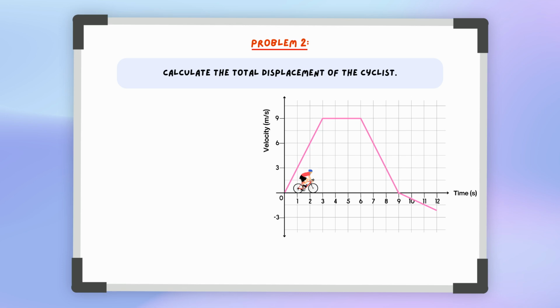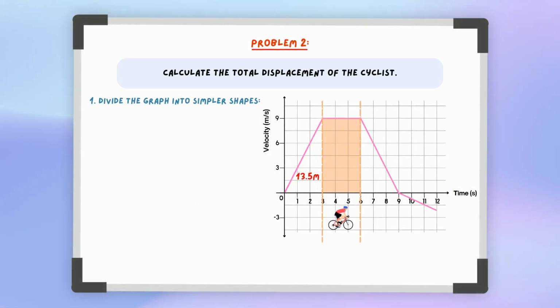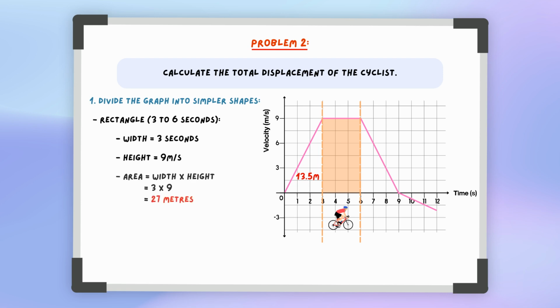Just like the previous question, we need to divide the graph into simpler shapes. Draw a first triangle from 0 to 3 seconds. The base of this triangle is 3 seconds and the height is 9 meters per second. The area is therefore 1/2 times 3 times 9, which equals 13.5 meters. From 3 to 6 seconds, we can draw a rectangle. This has a width of 3 seconds and a height of 9 meters per second. The area is therefore 3 times 9, which is 27 meters.